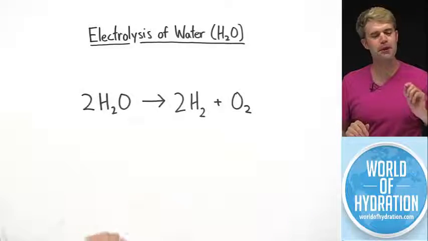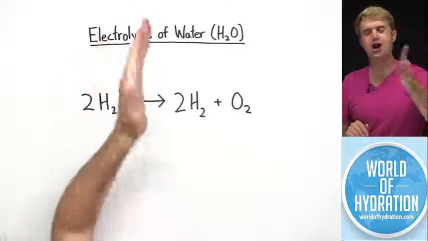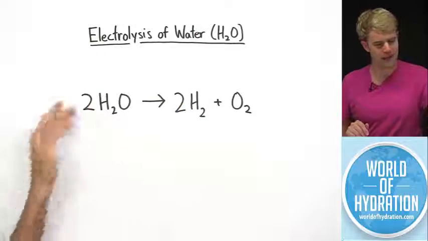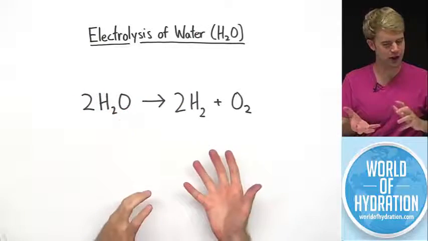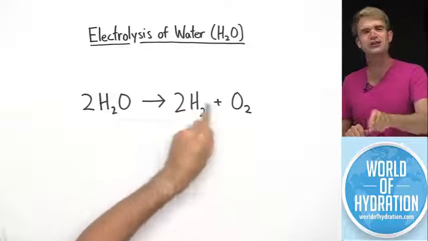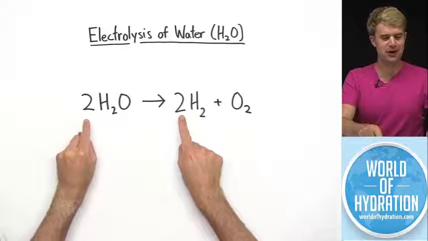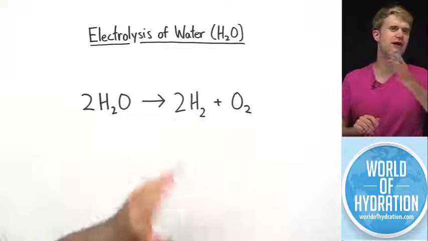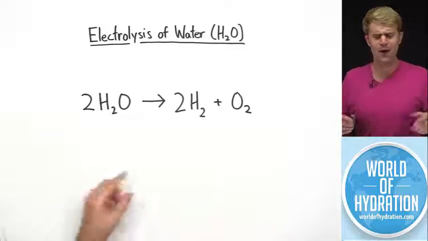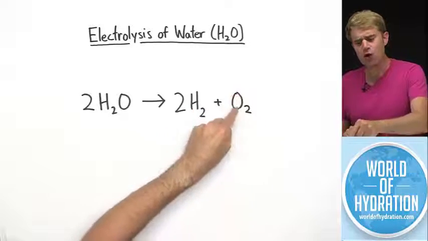Here's another super common example, the electrolysis of water. We take water, H2O, add some electrical energy, and we get hydrogen and oxygen gas. You might be able to tell this is a balanced equation because I think you guys can handle it. Now, what's with this H2 and O2 here?